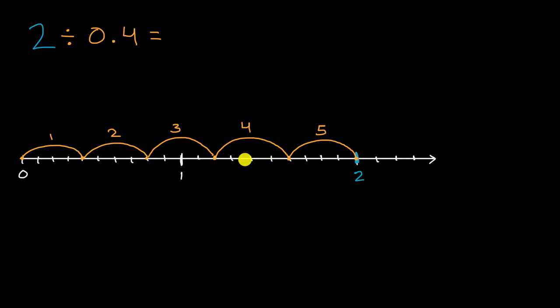Or another way to think about it is, if you were to divide 2 into equal chunks of 4/10, you could divide it into 5 equal chunks of 4/10. Or you can make 5 equal jumps of 4/10 to go from 0 to 2.